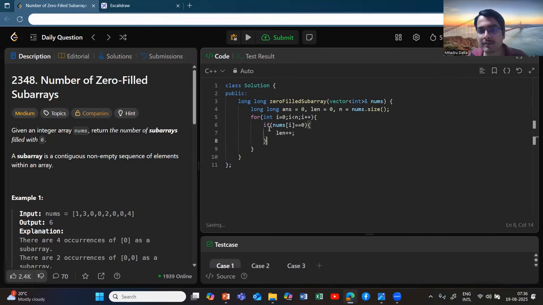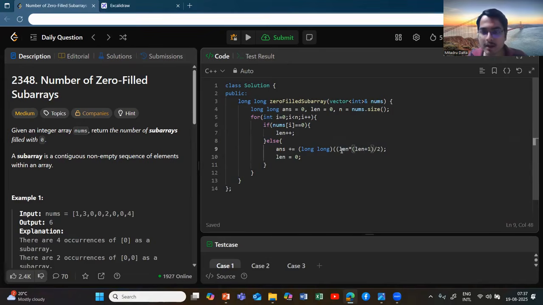And if you see something else, I mean, if this nums is not 0, then you should definitely reset your length to 0. But before doing that, you should definitely add to your answer something like long of, you must remember to typecast it, length into length plus 1 by 2. So I hope you easily get what I am doing. And I hope this is simple, right? This is not at all a difficult thing.